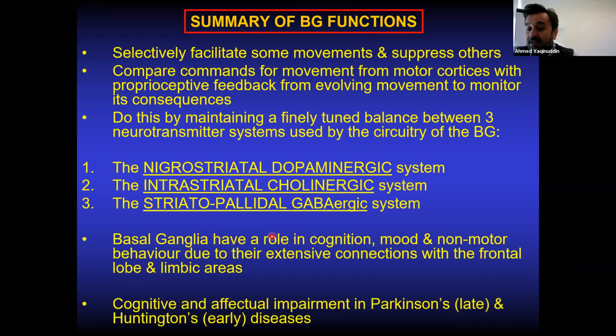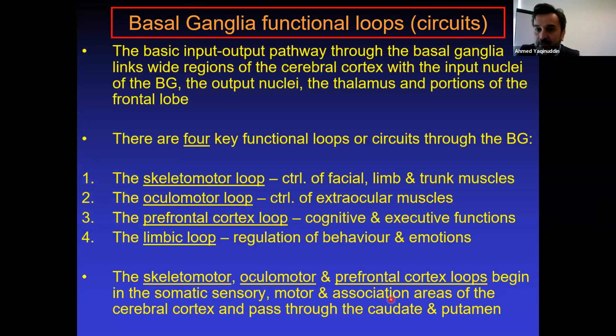And you can see that the cognition and affect is impaired in Parkinson's disease in later parts. So you would see in Parkinson's disease early on motor dysfunction, and later on you would see the cognition defects and problems in the affect. While in Huntington's disease, you would find that the behavior problems and the cognition are affected early on, and later on you would find the motor problems in Huntington's disease.